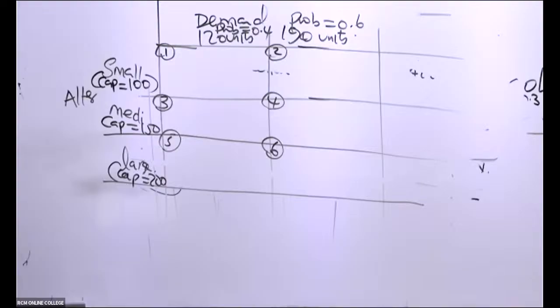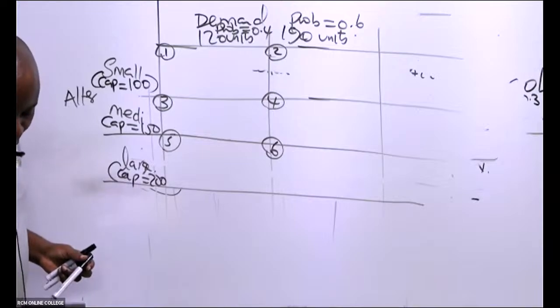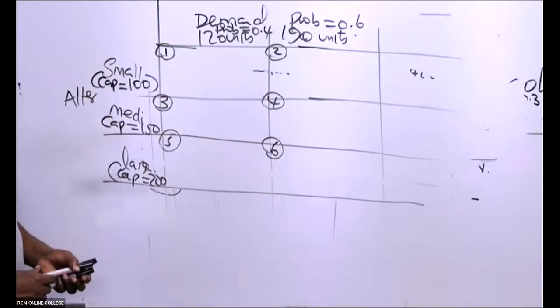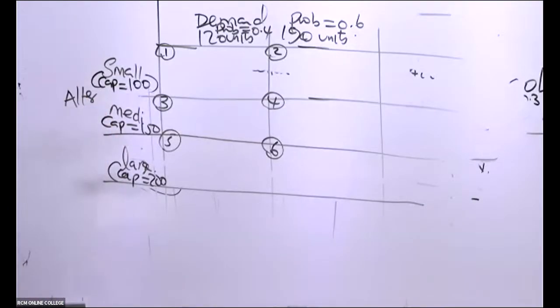Now, as I wait for you to draw, we have 2 variable costs. Farida, are you able to see the board now? Are you able to see the board?